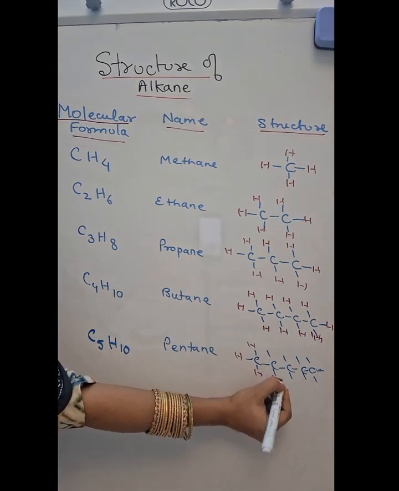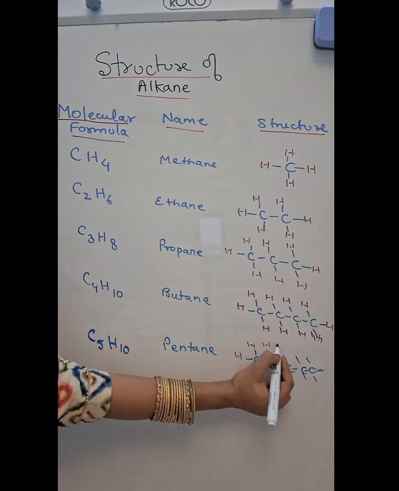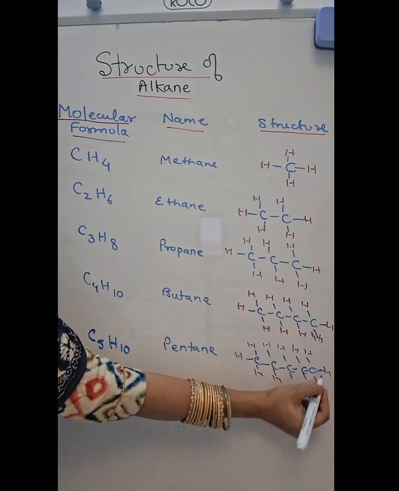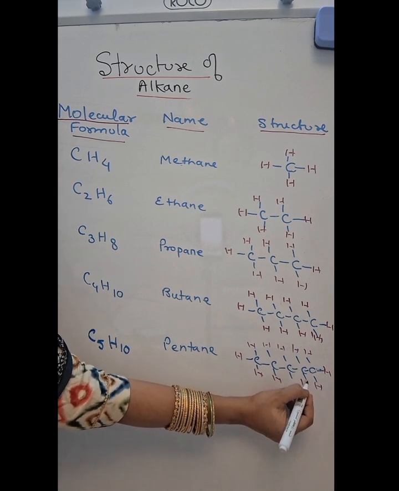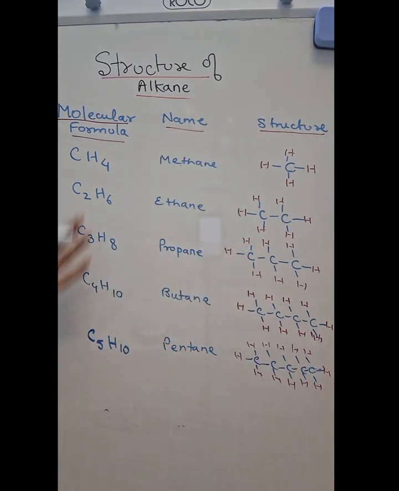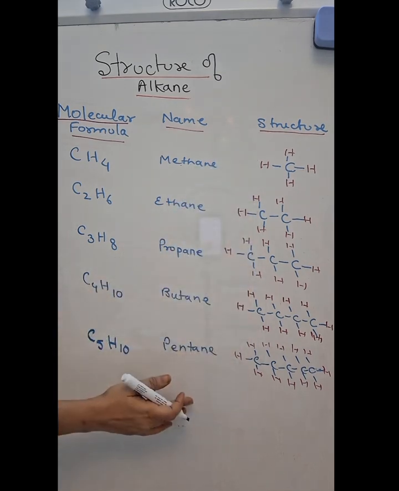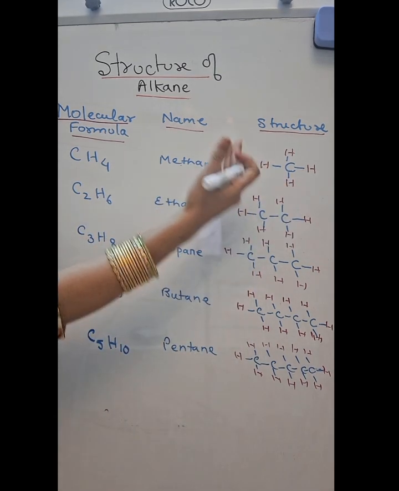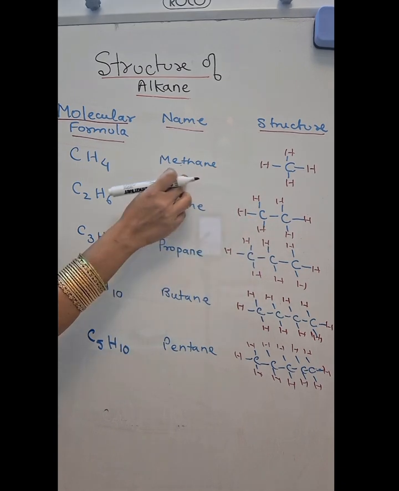So this is the way by which we can make the structure of hydrocarbon. Any simple alkane we can make its structure like this. And as we have discussed, we can understand the structure or we can make the structure even if we have the name.